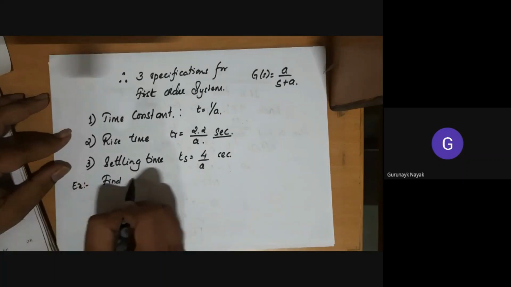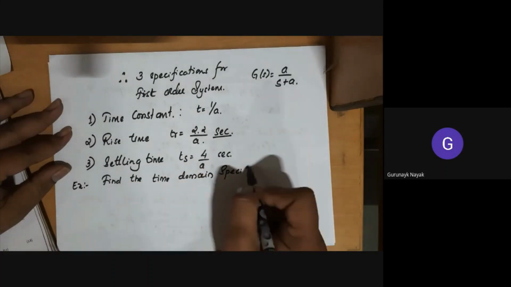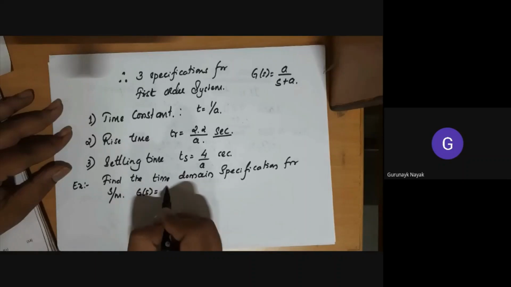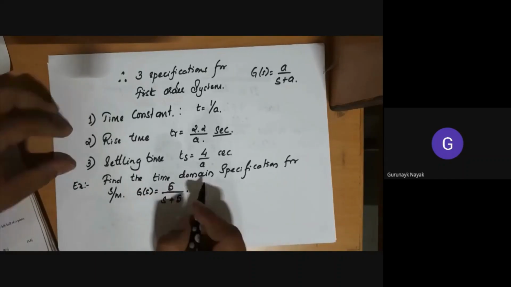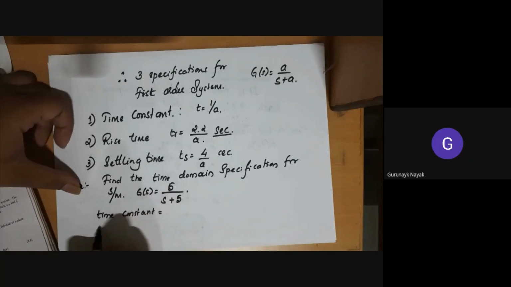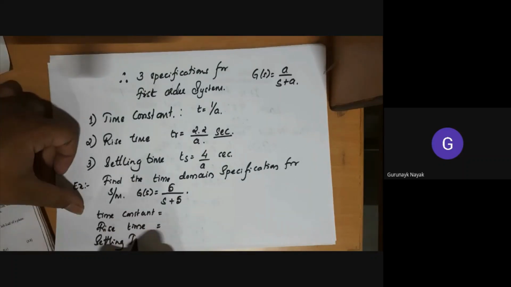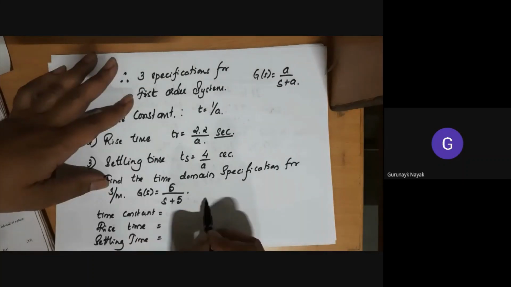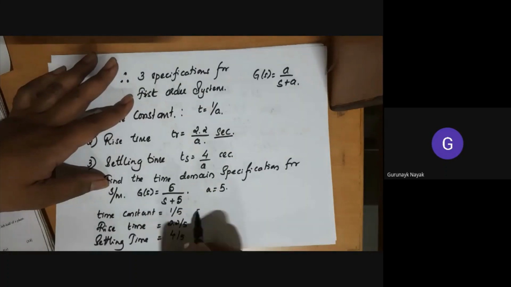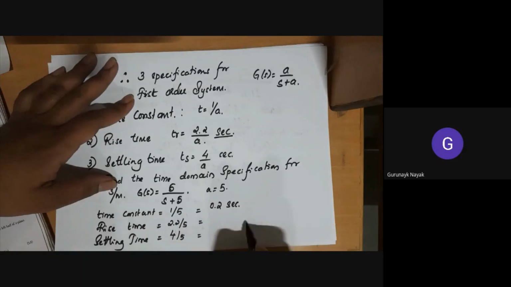Let us take one simplest example. Find the time domain specifications for the system given by 5 divided by s plus 5. Very simple. You have to find time constant, then rise time, then settling time. The time constant is 1 divided by 5 seconds. Similarly, you can find the other two.